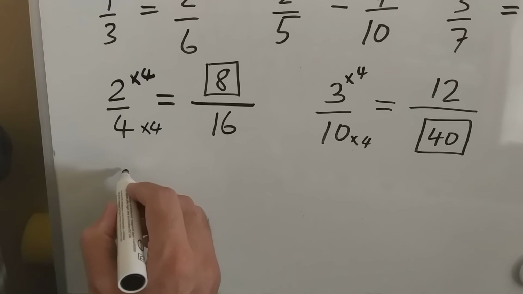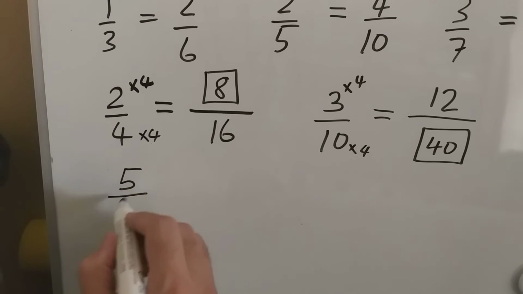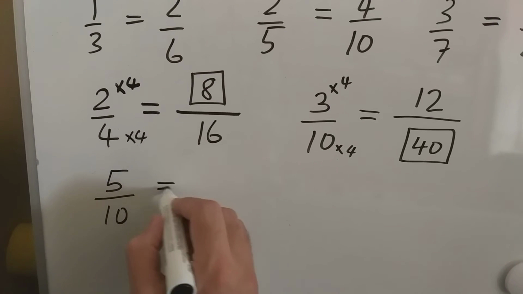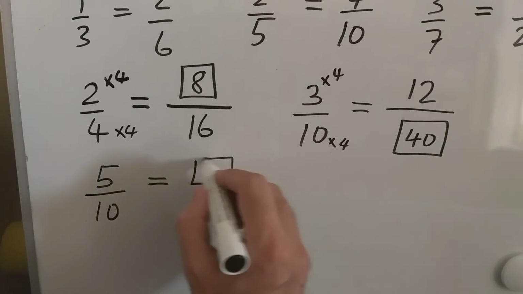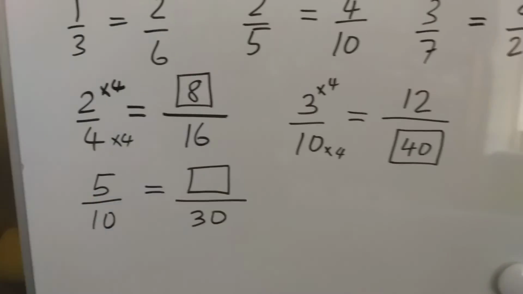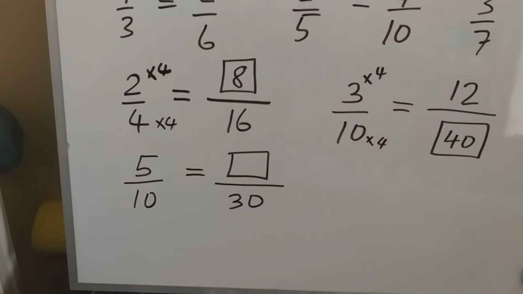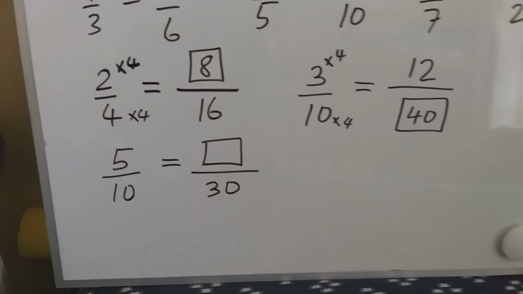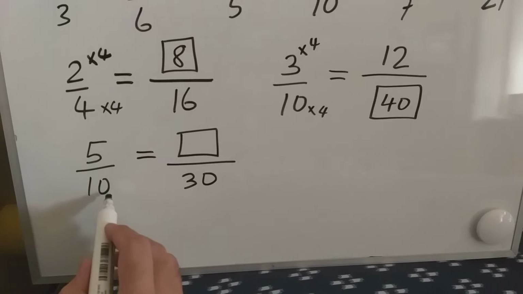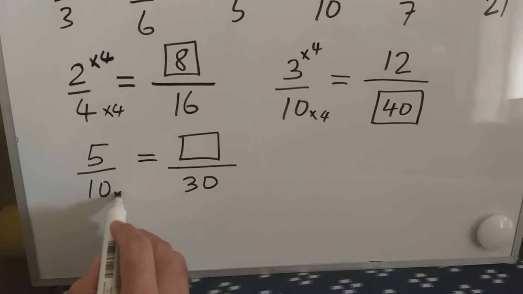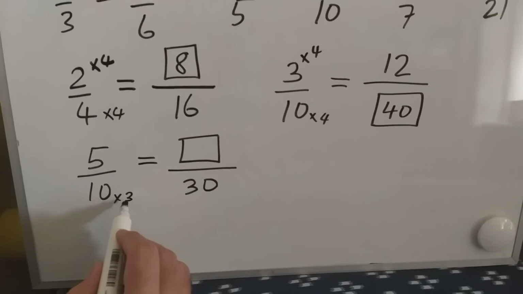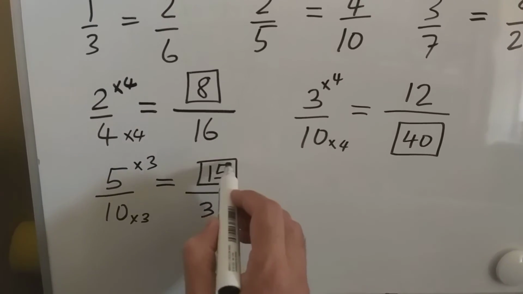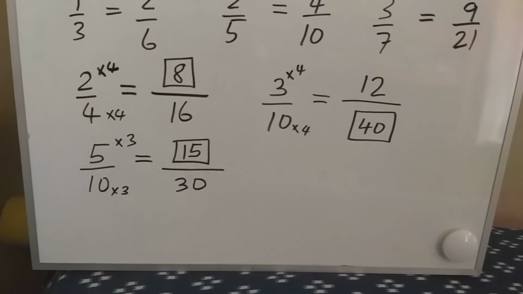Suppose you have 5 over 10 is equal to something over 30. So what is 5/10 equal to as a fraction with the denominator of 30? So you have to find the multiplier. So compare 10 with 30 and find the multiplier. Is it 10 times 2 equals 30? No. Is it 10 times 3? Yes. 10 times 3 is 30. The same multiplier you have to use for the numerator. So 5 multiplied by 3 will give us 15. So the missing number here is 15.